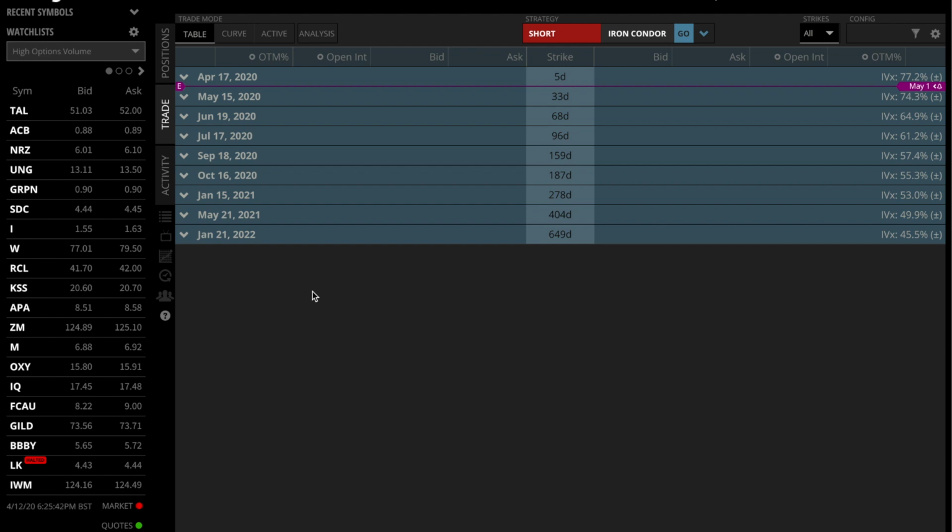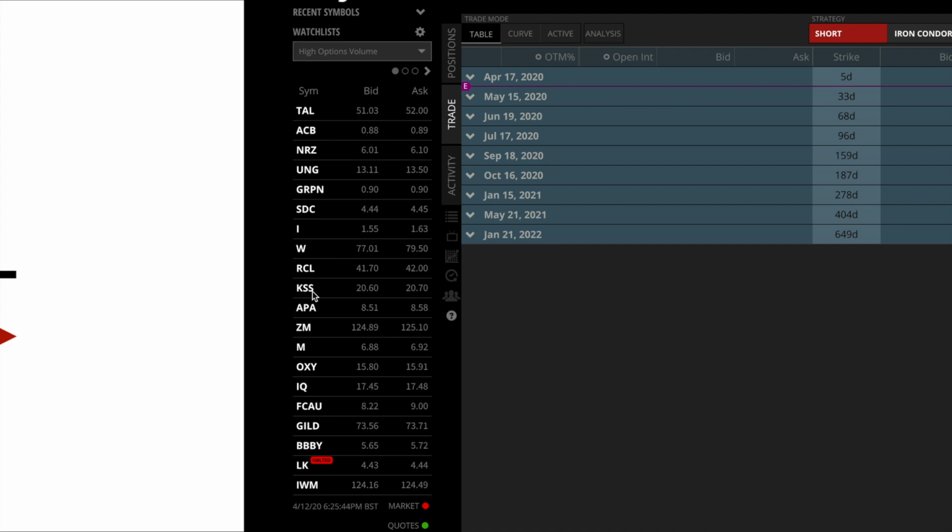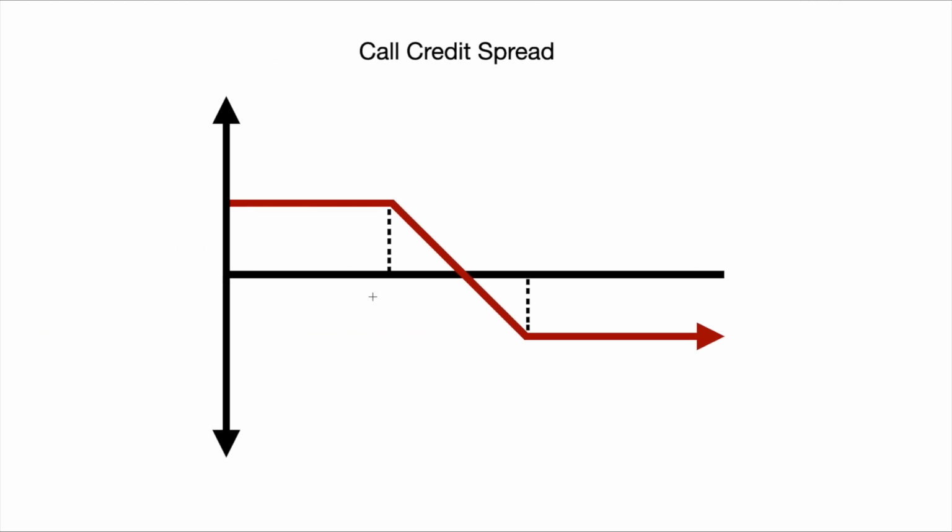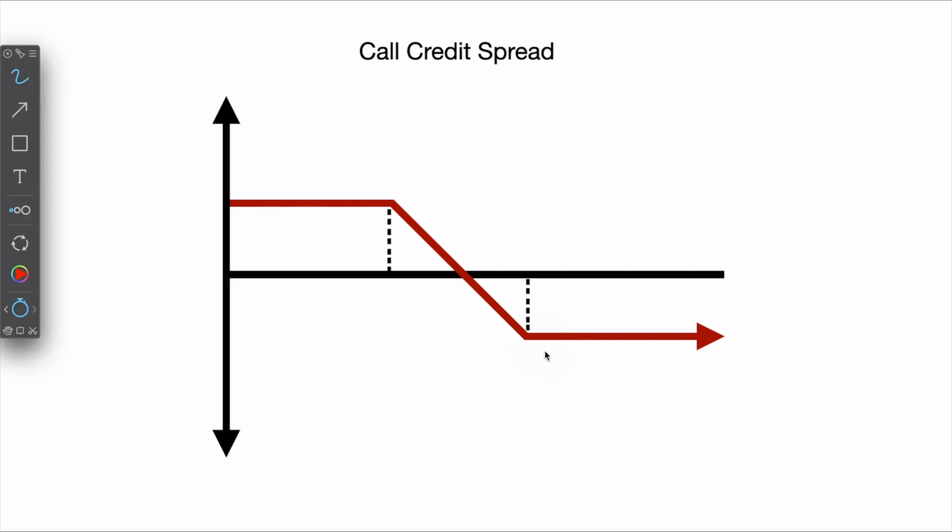So let's get back to the point, the credit spread. What we're basically trying to do is this. This is a call credit spread that we're going to do. This is a profit and loss diagram. The purpose of this is to sell one call, and you buy another call here.